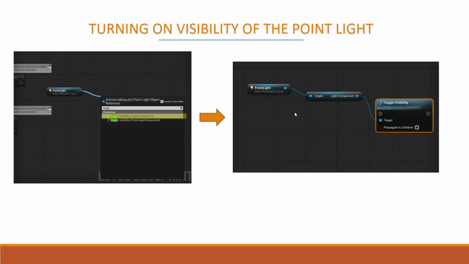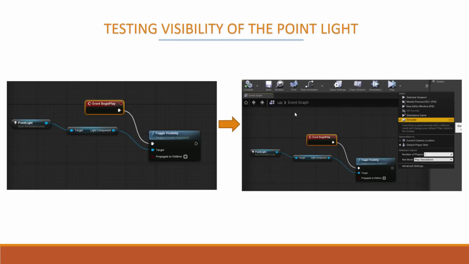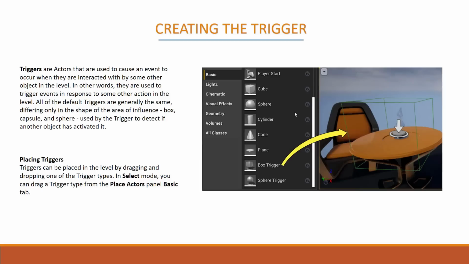We have turned on the visibility of the point light with the help of visibility. Now let's move forward. Now what we need to do is simulate. We have done this also. Now we need to create a trigger here. Now what are triggers basically? Triggers are the shapes which we use to trigger any event.